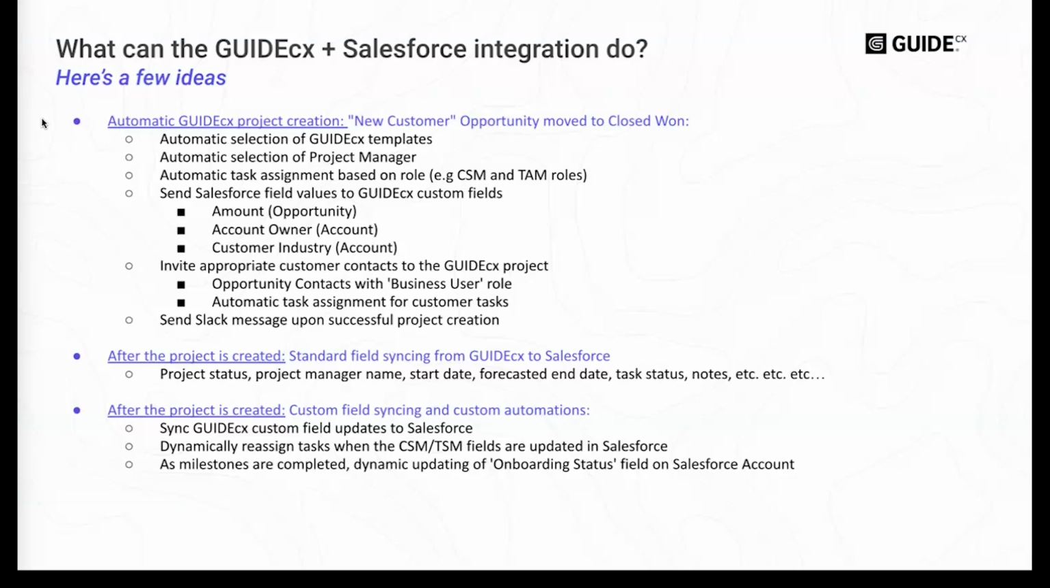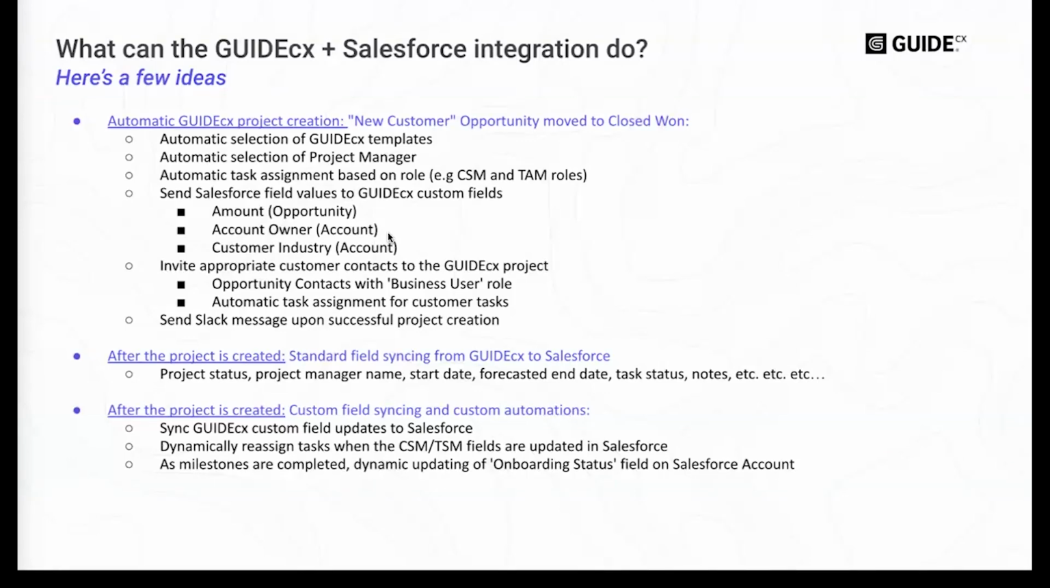There's the concept of creating a project automatically in GUIDEcx. So like when an opportunity moves to closed won, create a project in GUIDEcx. And while we're doing that, we can do things like automatically select the template based upon whatever criteria you want, automatically select the project manager, and do task assignments automatically so that you don't have to. Then also we can pull values out of Salesforce, say the opportunity or the account, and put them into custom fields over in GUIDEcx.